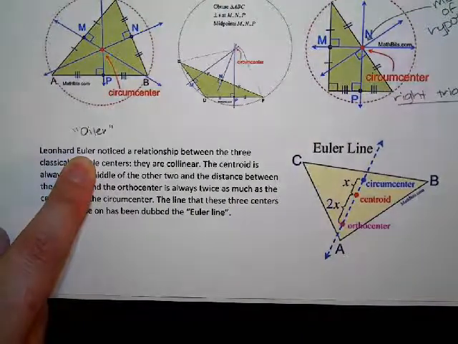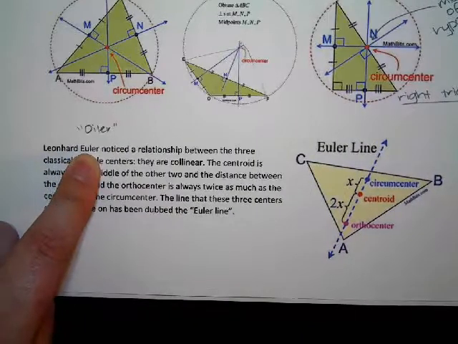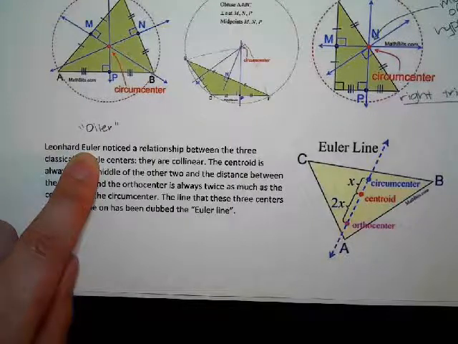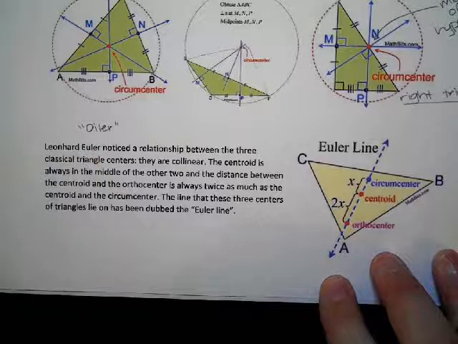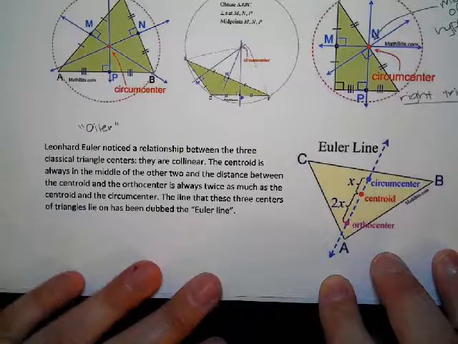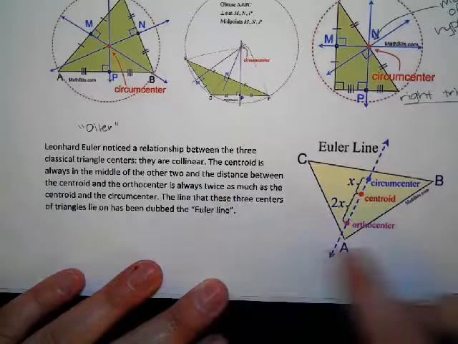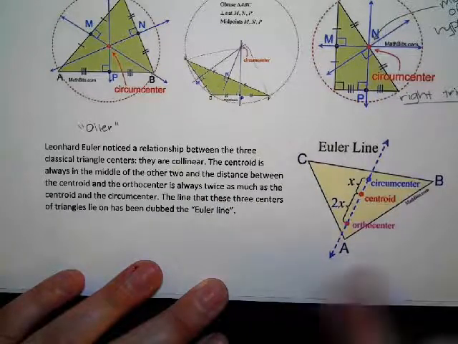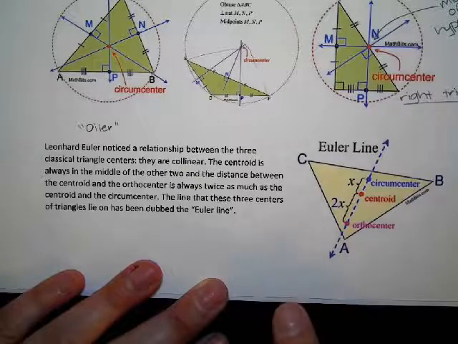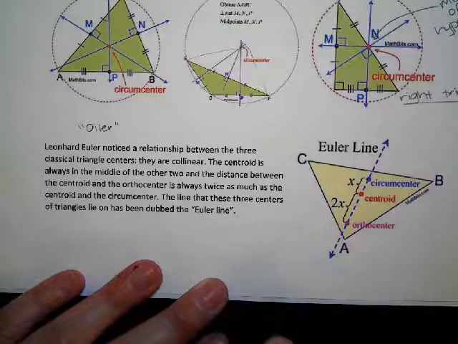He noticed a relationship between the three classical triangle centers. They are collinear. Collinear means they're in a straight line. The centroid is always in the middle of the other two. The distance between the centroid and the orthocenter is always twice as much as the centroid and the circumcenter. The line that these three centers of triangles lie on has been dubbed the Euler Line.